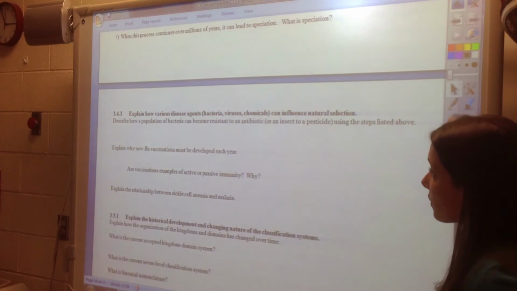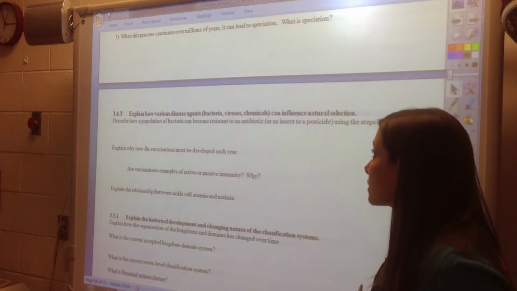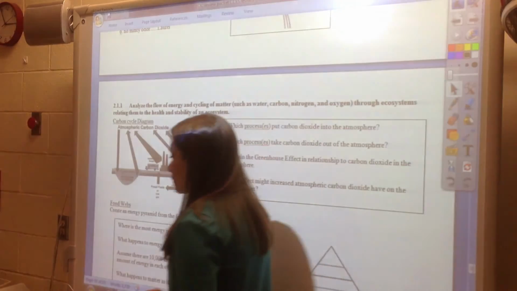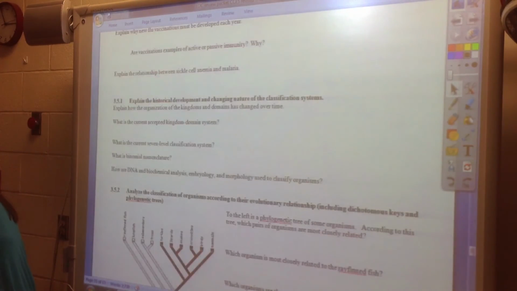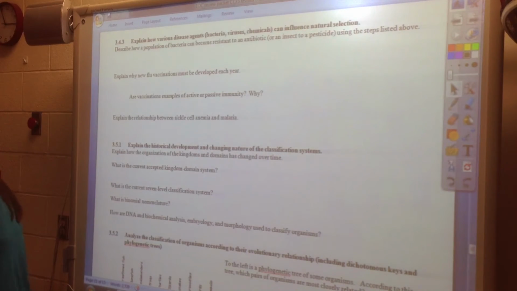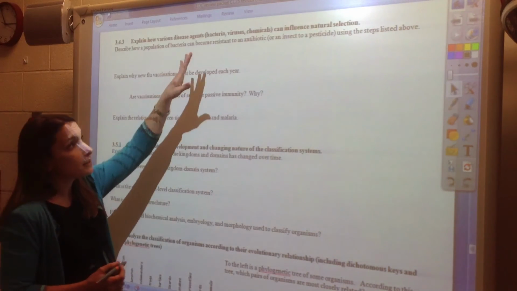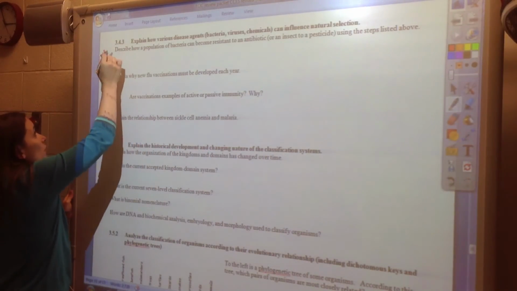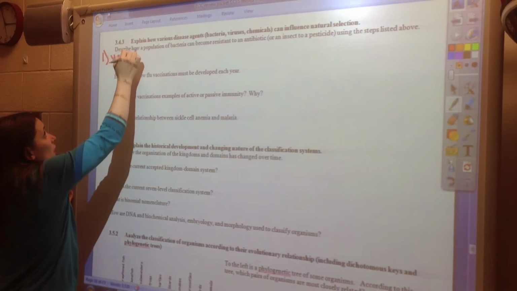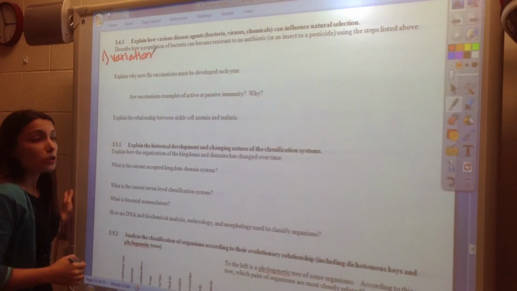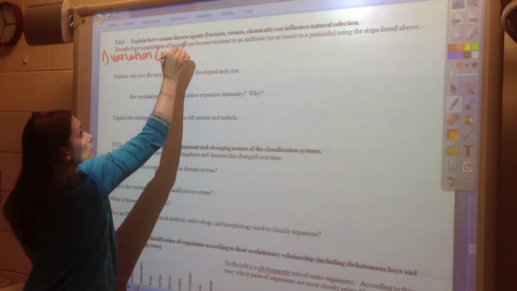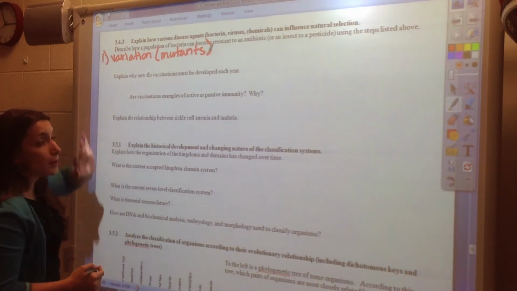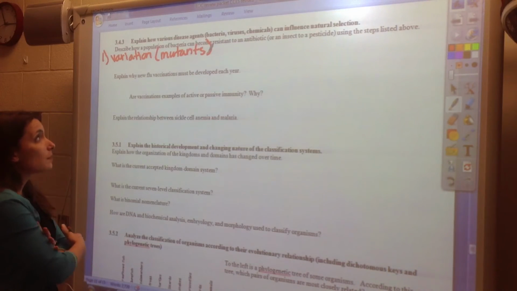The last part of the notes is actually looking at how disease agents can influence natural selection. Describe how a bacteria can become resistant to an antibiotic or an insect to a pesticide using the steps above. I want to get you started out. Remember, first, there has to be variation in the population. So some are going to have mutations, or some are going to be mutants. And so you should be able to tell me how a population of bacteria will change over time.